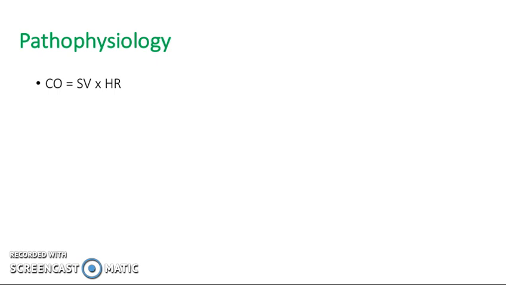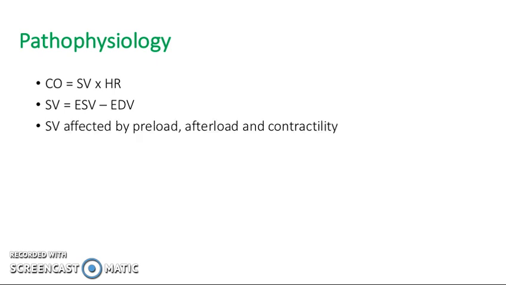The stroke volume is the amount of blood ejected by the ventricle per heartbeat and is calculated by subtracting the end systolic volume from the end diastolic volume. The SV is affected by three factors: preload, afterload and contractility. Preload is the volume of blood or the amount of muscle fibre stretching the ventricles at diastole, and afterload is the resistance that the heart has to overcome to eject blood during systole.